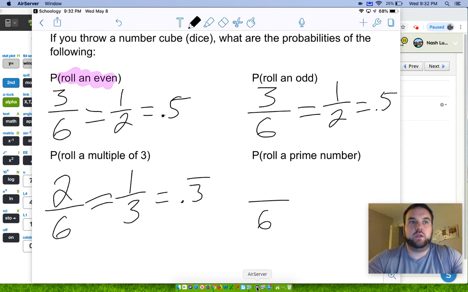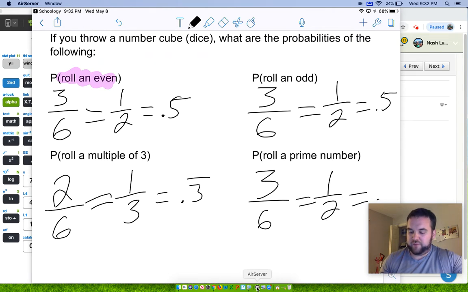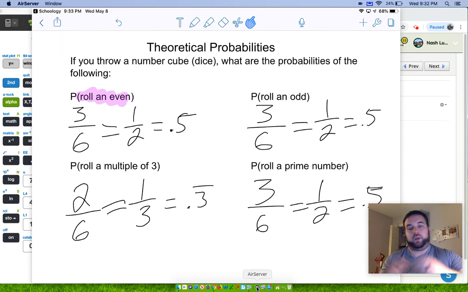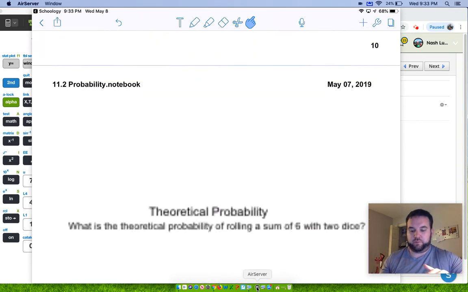Now, a prime number is a number whose only factors, or the only whole numbers that multiply to it, are the number itself and 1. And so our prime numbers are actually 2, 3, and 5. 2 times 1, 3 times 1, 5 times 1, that's the only way to use positive numbers to multiply to those. So 3 of the 6 numbers on a die are prime, so that is again 1/2, or 50%, or 0.5 probability. Again, we're going to get into a bunch of different things, but those are theoretical probabilities.